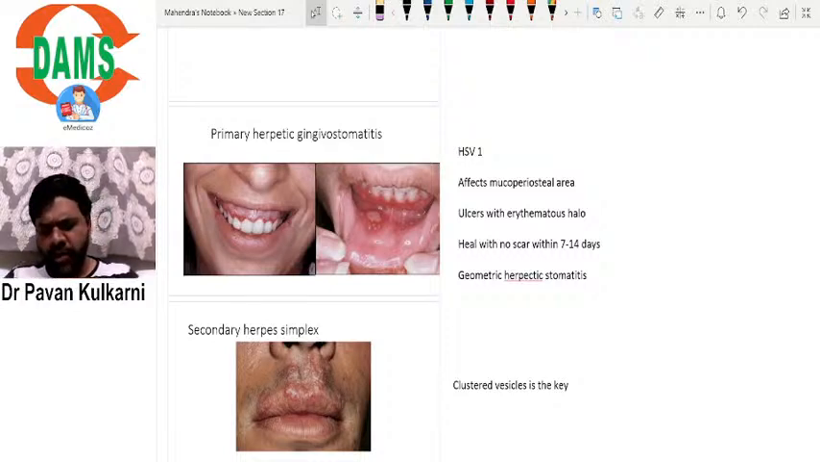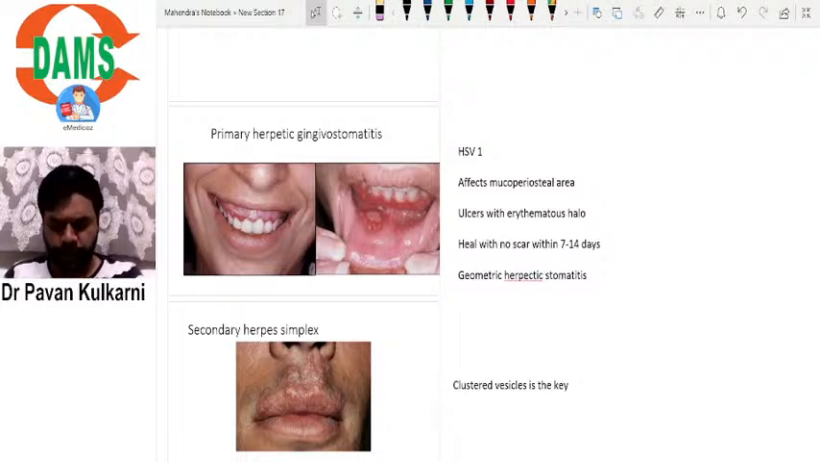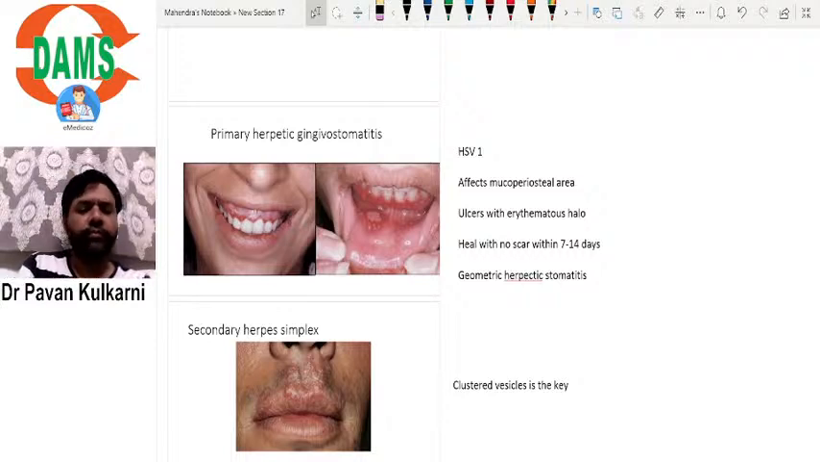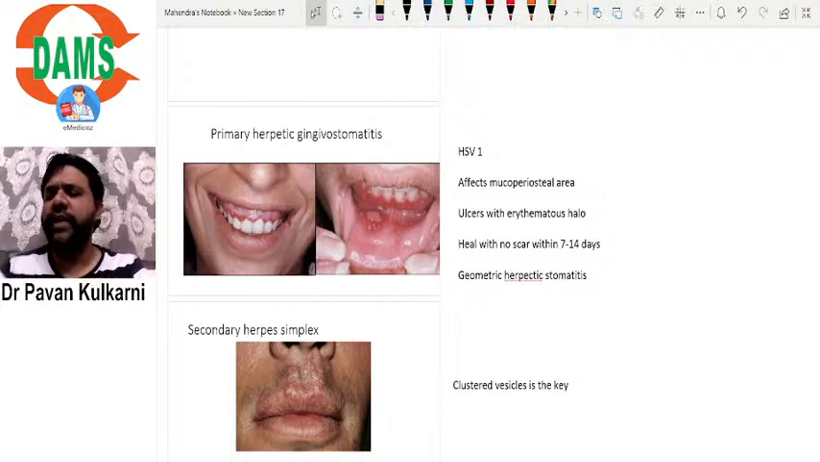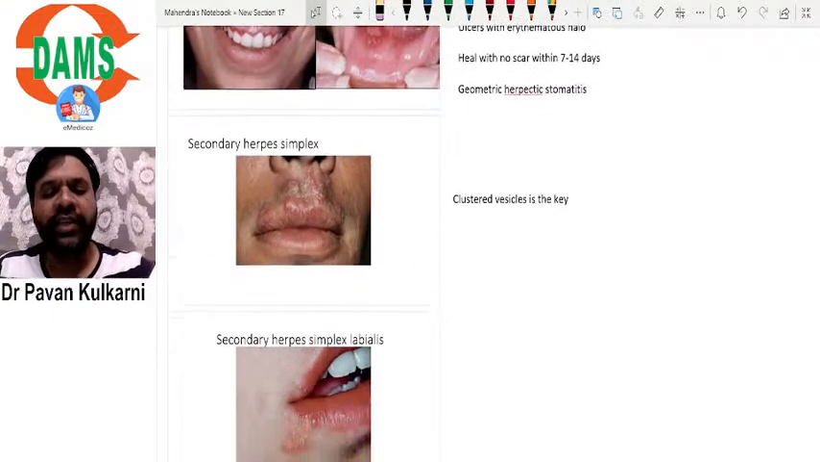Because of this, there is a term called geometric herpetic stomatitis. That means the ulcers are located here and there in the oral cavity on the mucosa. So this image we are discussing is of primary herpetic gingivostomatitis. Let us move to the next image.